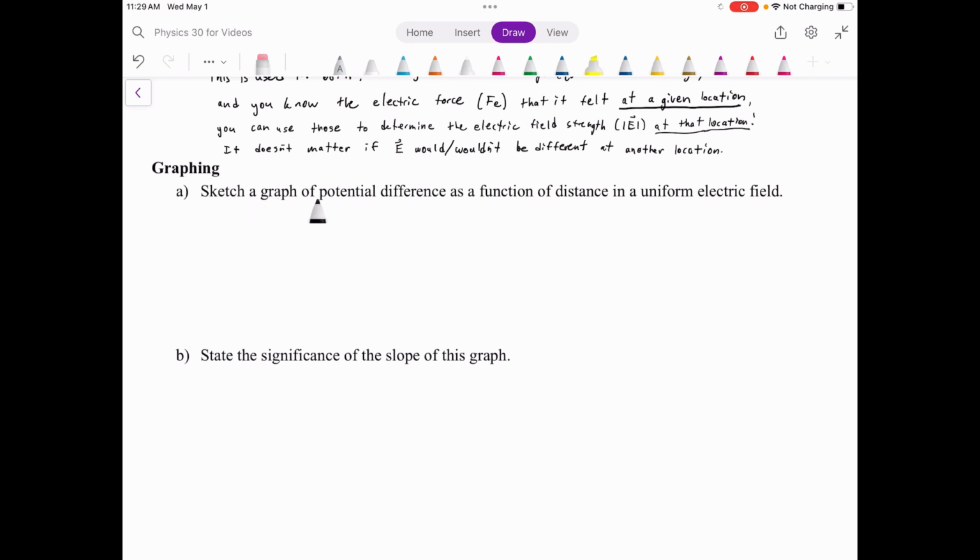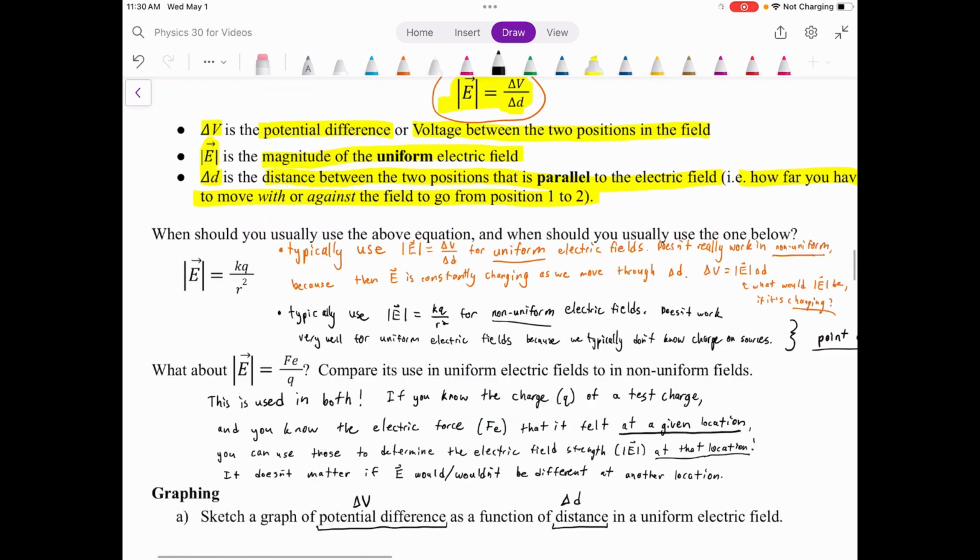So sketch a graph of potential difference. What's that another name for? That is another name for the voltage, and in fact, a better name for the voltage, if you ask me. As a function of distance. So if we're thinking voltages, we're thinking about the difference between two positions, the change in distance in a uniform electric field. So we would be thinking about this equation anyway.